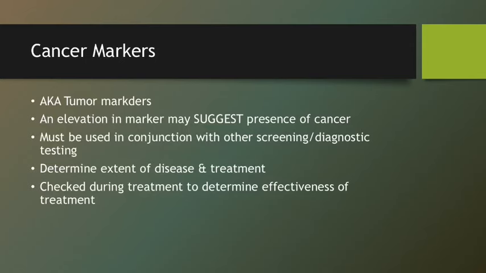But the cancer markers should be done in conjunction with other testing, in consideration of the patient's history, past medical history, and family history. It shouldn't be done in a vacuum where you say, oh, you had this cancer marker test done and you're positive. Okay? Other reasons they do it are to determine the extent of disease, to stage the disease, and determine treatment. And you can also use cancer markers to determine effectiveness of treatment.